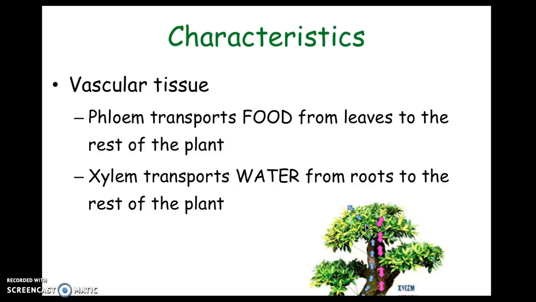Vascular tissue is important not only for the structure of plants, but especially for the transportation of nutrients. Plants with vascular tissue are able to live in different environments and are also able to grow taller because they have a well-developed transportation and conservation system.